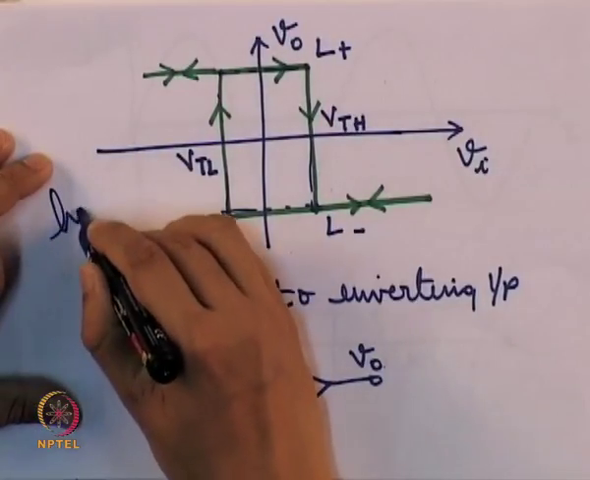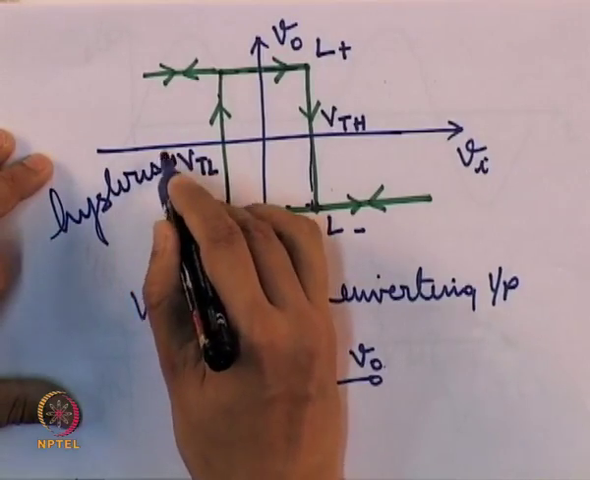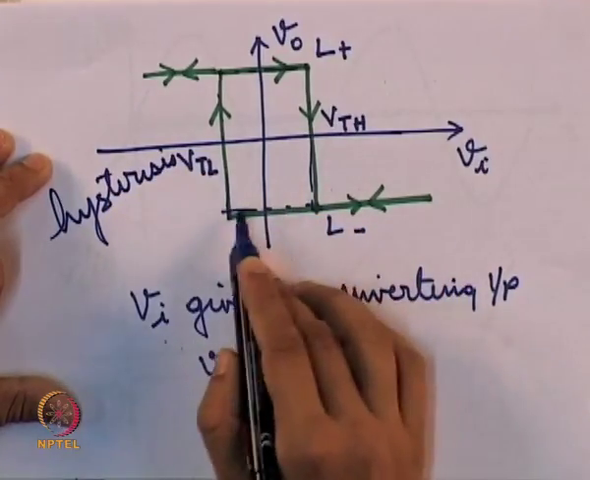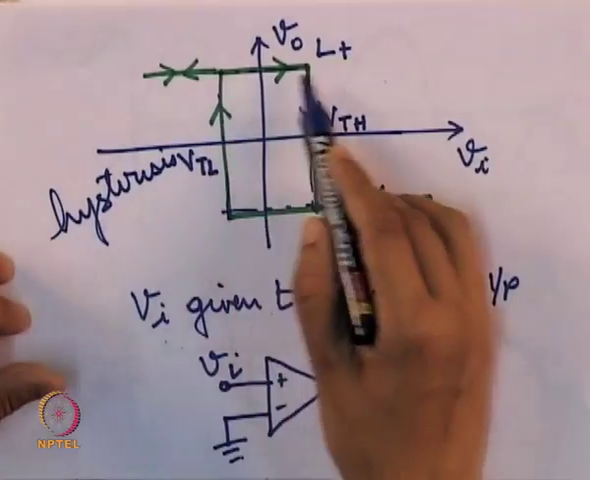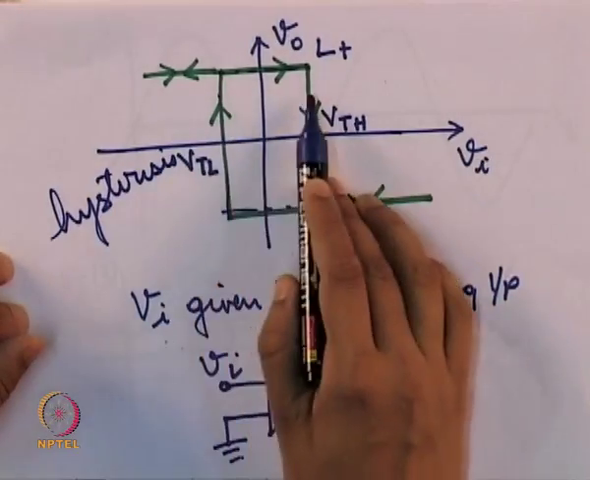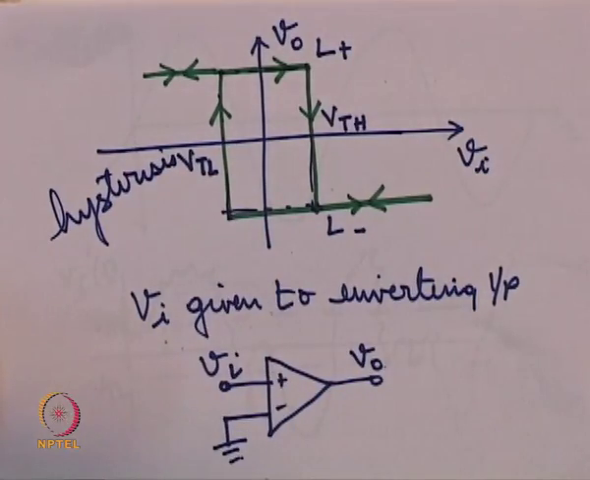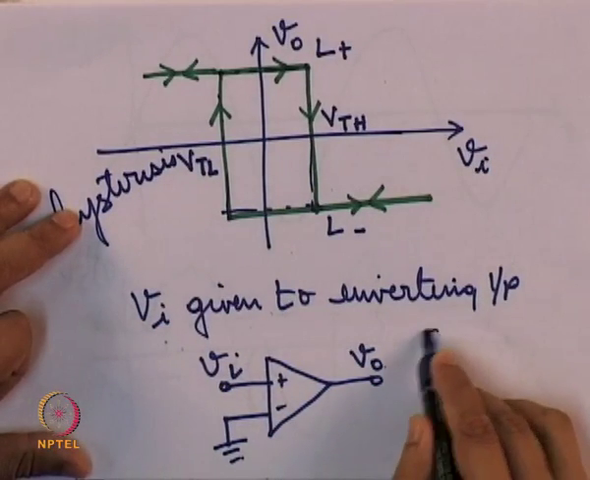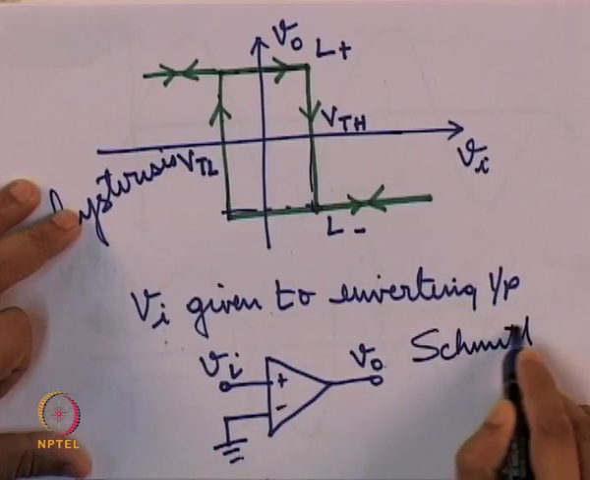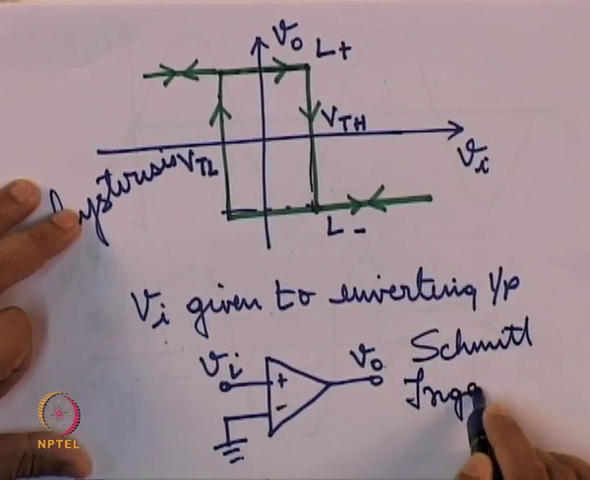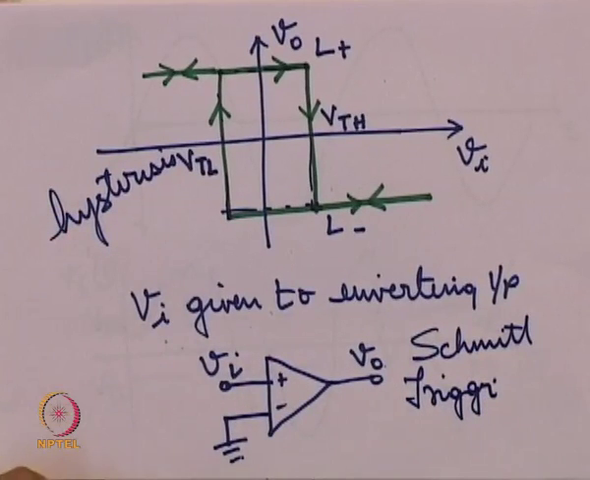This kind of characteristic is also known as hysteresis. Instead of calling this a gap, we also call it hysteresis. That is, when we are increasing the input voltage, the path followed by the output voltage is different from the path followed when we are decreasing it. This kind of circuit that we discussed just now is referred to as a Schmitt trigger. This bistable multivibrator is also known by the term Schmitt trigger.